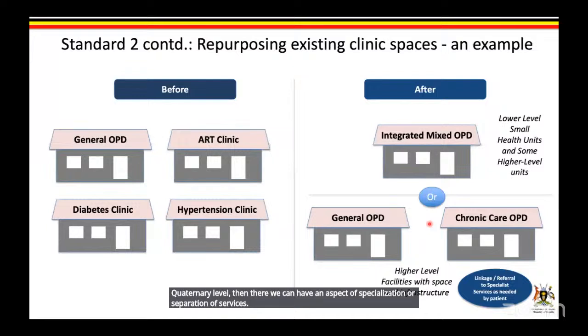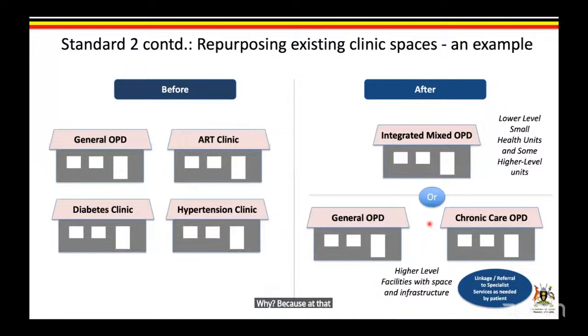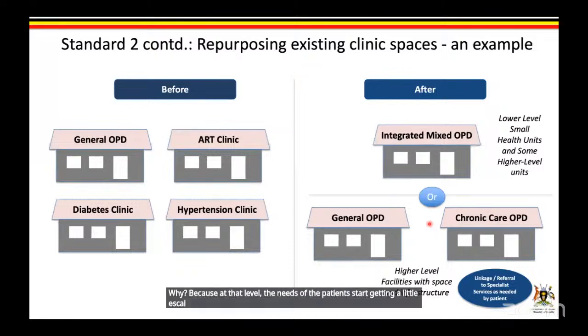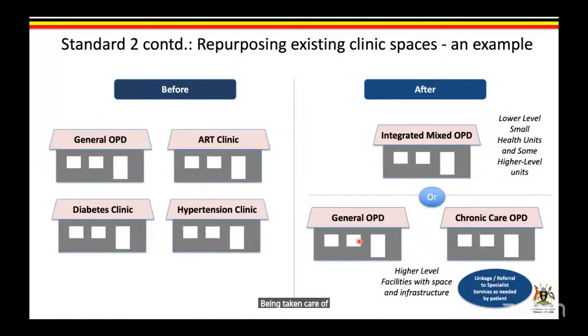Why? Because at that level, the needs of the patient start getting a little escalated, and the requirements may need an in-depth engagement or involvement of the different super specializations. And that's the reason why we are starting to see an aspect of separation, where you have special needs being taken care of by the different categories of healthcare providers.